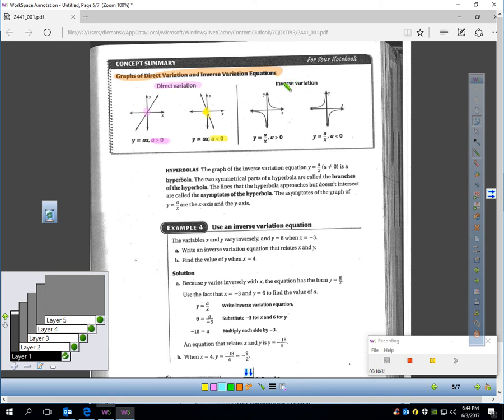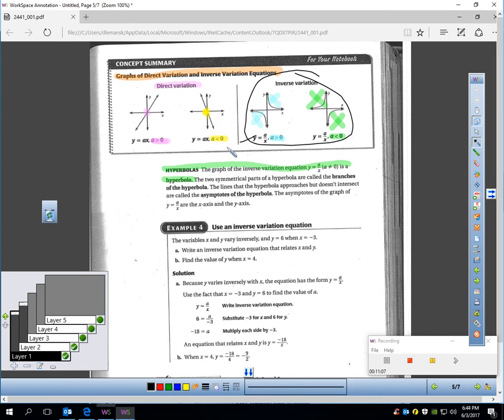And then, if you have an inverse variation equation where A is positive, that means your graph should be in quadrants 1 and 3, which you can see here. But if you have an inverse variation equation where A is negative, that means your graph is going to be in quadrants 2 and 4, like you see here. Now, these graphs have a name. I haven't used it yet. These graphs for inverse variation, let me take a marker and just point. These graphs are called hyperbolas. So inverse variation equations give us graphs called hyperbolas.